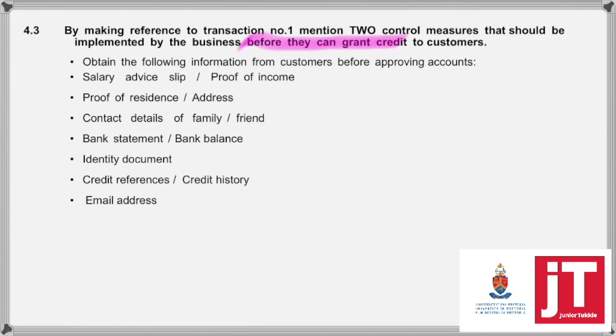So, that is where the customer's debt must be written off. So now, in other words, to prevent bad debts from happening, how can we prevent that? By obtaining the following information from the customers before approving their accounts: salary slips or advice, a proof of income.